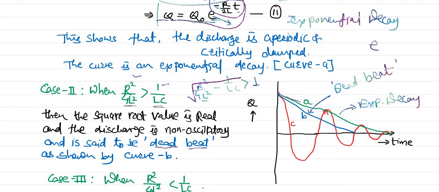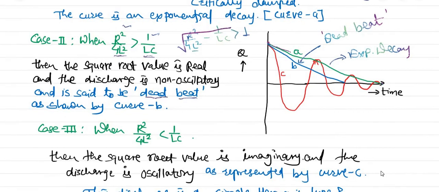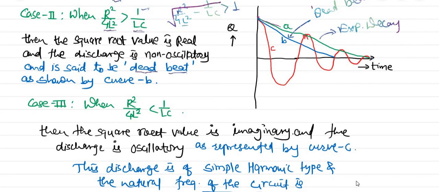Okay, right. And the last possibility is when R square by 4L square is less than 1 by LC. So if it is less than 1 by LC, then this subtraction, R square by 4L square minus 1 by LC, becomes negative. And when we take its square root, the square root of a negative is imaginary. We know that under root minus 1, or anything under root minus, we call the imaginary term.